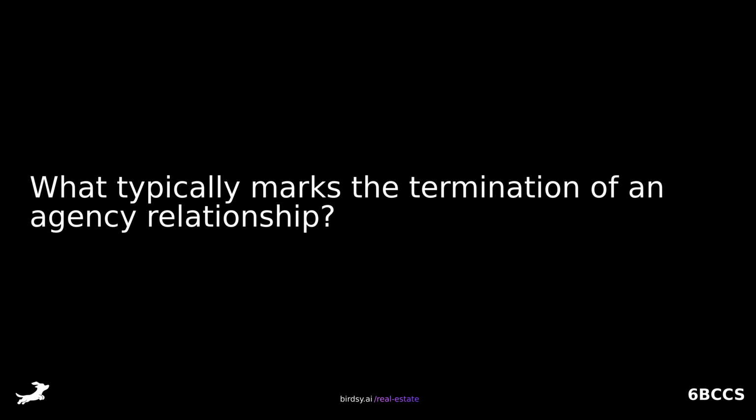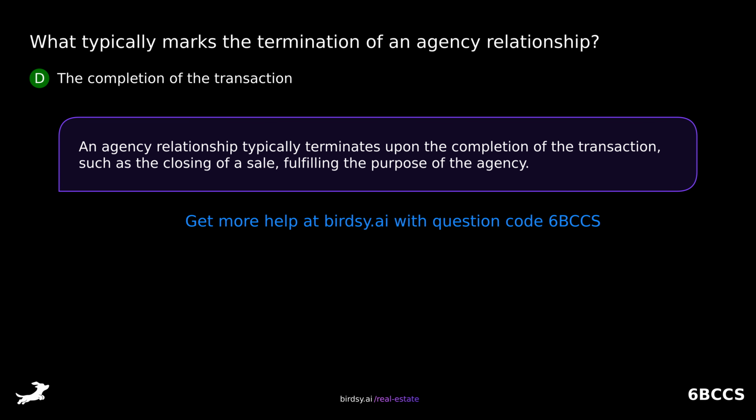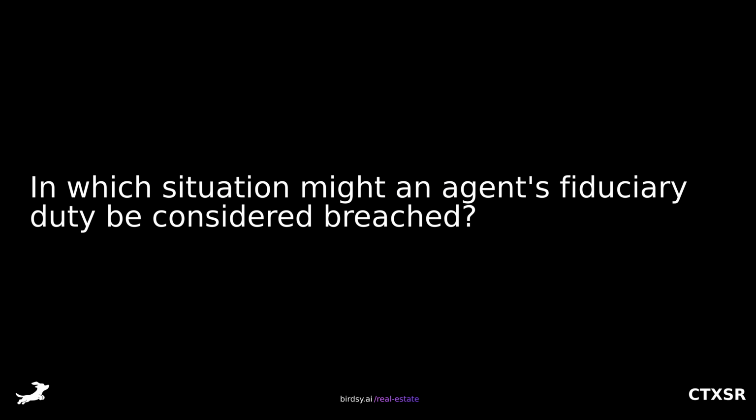What typically marks the termination of an agency relationship? Is it A, the agent's decision, B, the client's request, C, the expiration of the contract, or D, the completion of the transaction? The answer is D, the completion of the transaction. An agency relationship typically terminates upon the completion of the transaction, such as the closing of a sale, fulfilling the purpose of the agency. In which situation might an agent's fiduciary duty be considered breached?